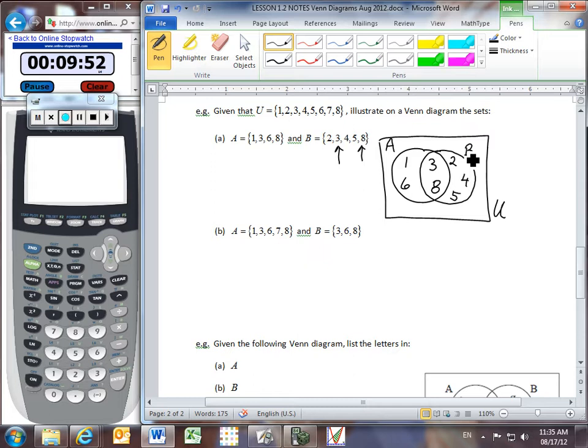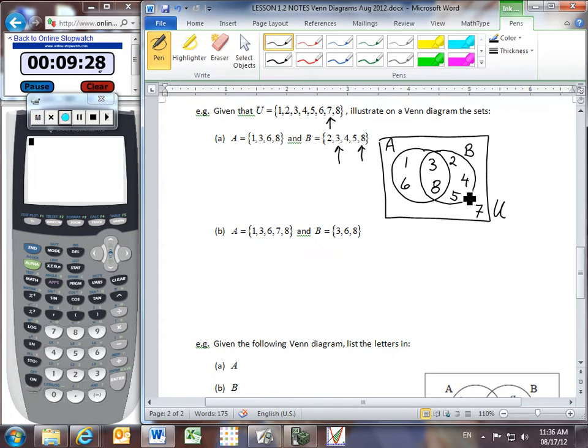And I haven't included every single number yet from my universal set. 1, 2, 3, 4, 5, 6, 7, 8. I haven't included the 7 yet. 7 does not belong to set A, nor does it belong to set B, but it is inside the universal set, so I'll write it on the outside. It's inside U, but not inside circles A or B.